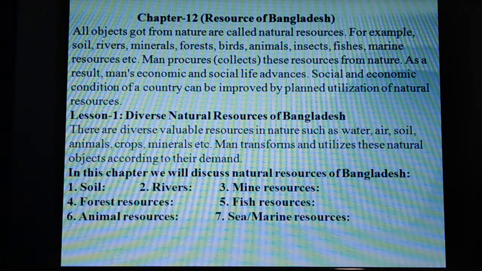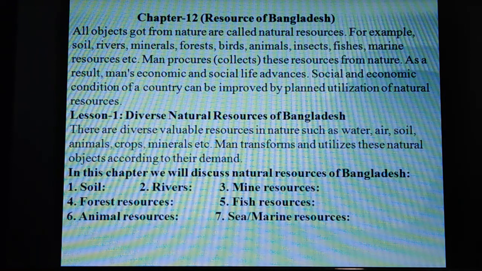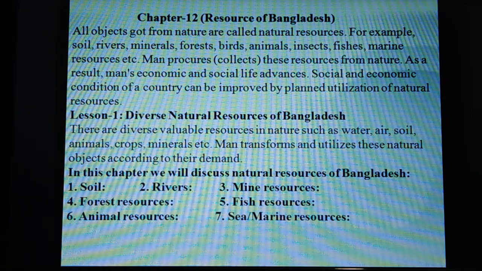Dear students, in your textbook very limited information about these resources is given. You will just go through the textbook and it will be very easy for you to memorize the information regarding the 7 natural resources of Bangladesh.